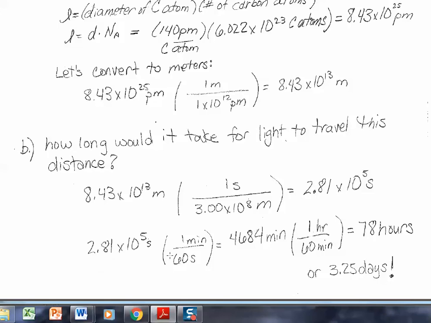2.81 times 10 to the 5th seconds divided by 60 seconds in a minute gives us 4,684 minutes, divided by 60 minutes in an hour gives us 78 hours, or 3 1/4 days. A long time, even though light travels fast, because it's going a very long distance.